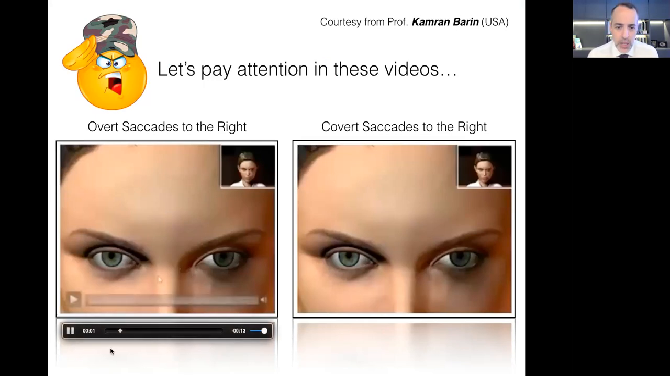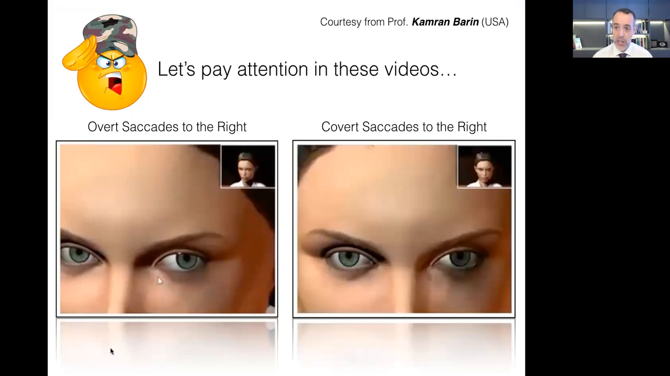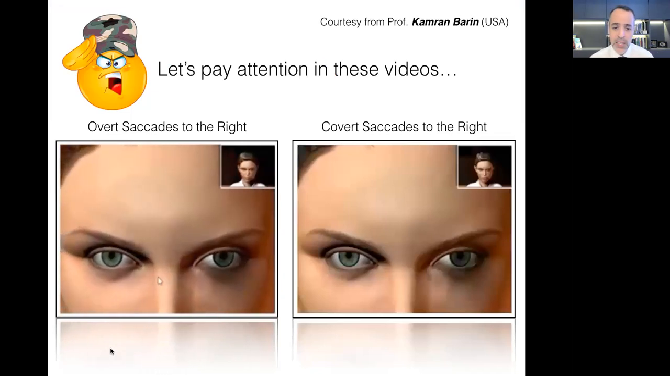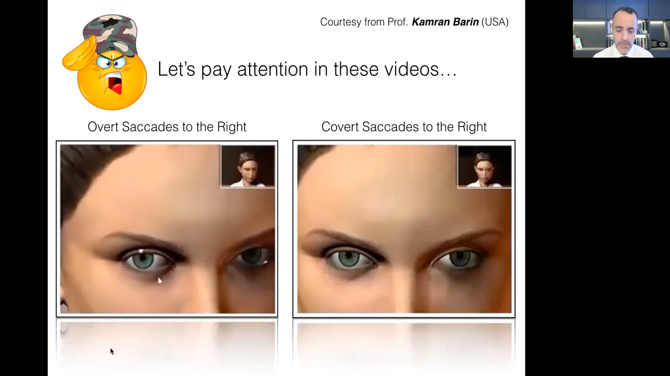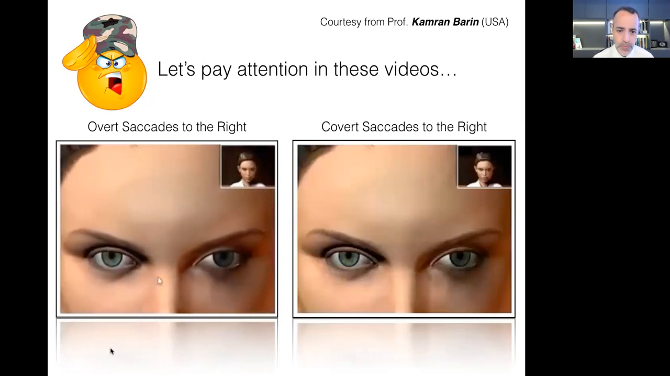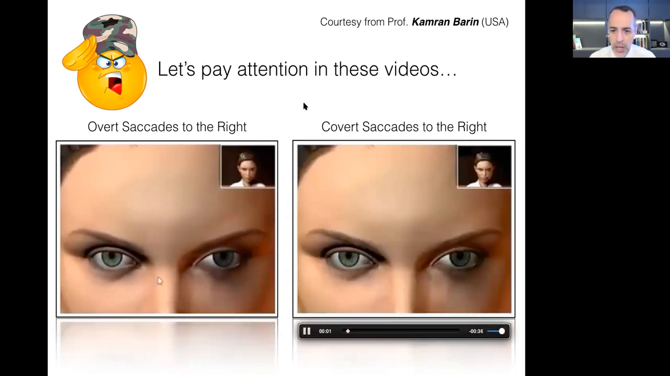Look at that. The patient's moving to the right. Look at that. Oops, there's a saccade. So you realize that this patient has a right side damage, and the left side seems okay. Right. Let's pay attention. This move here. Look at that. He moves to the right.